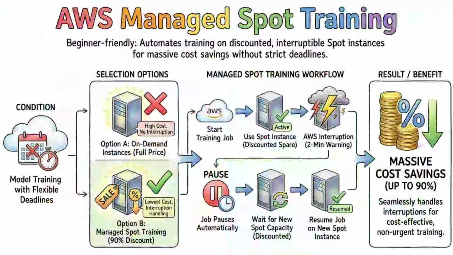Training massive deep learning models can become incredibly expensive, but the exam expects you to know how to cut those costs by up to 90% using managed spot training. Spot instances are spare, unused AWS computers that Amazon rents out at a massive financial discount, with the catch that Amazon can suddenly take them back with only a 2-minute warning.